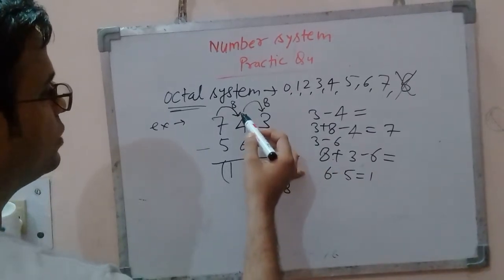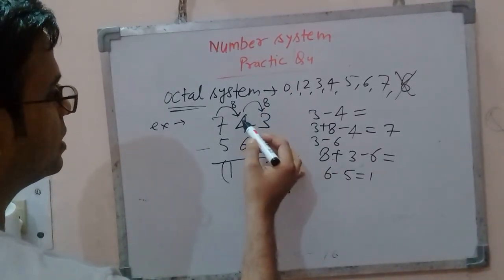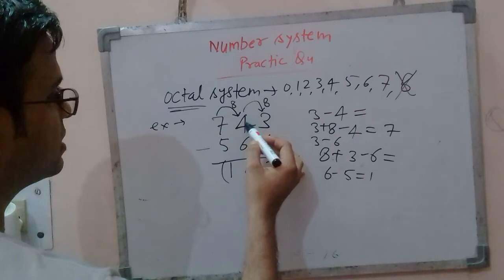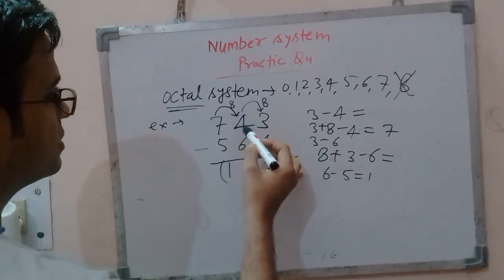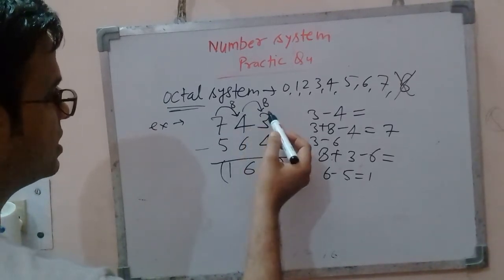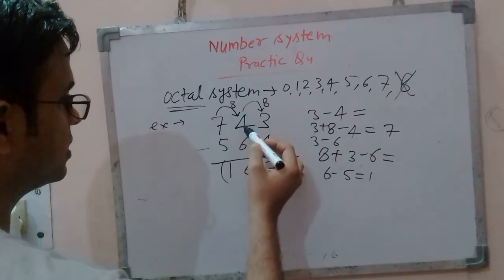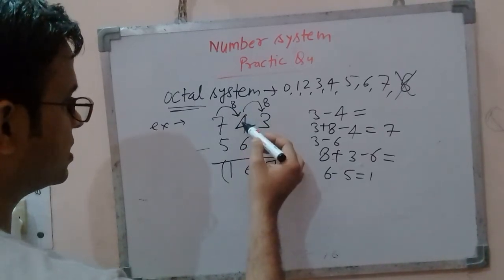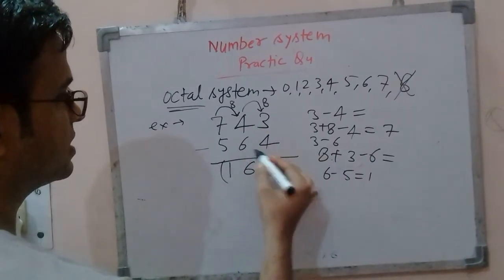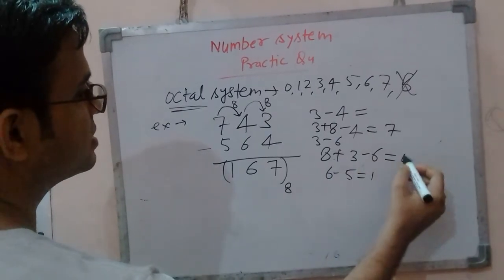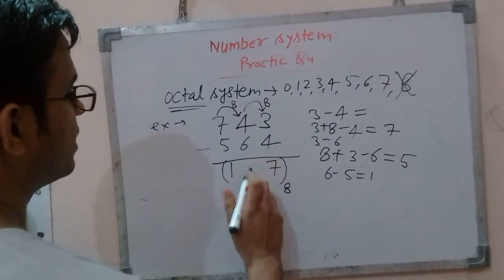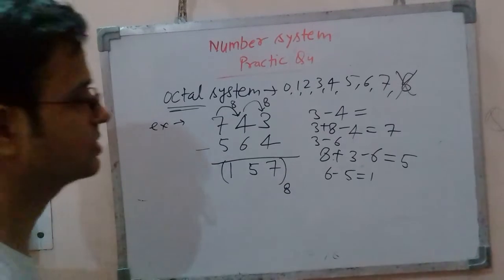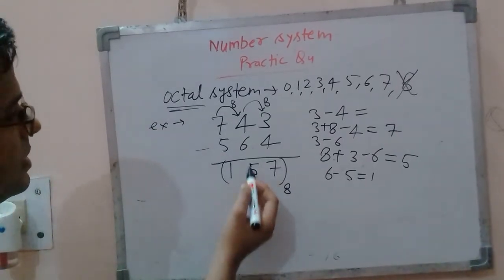See, when you take one borrow from here, 4 minus 1, that means this becomes 3 here. Instead of 4, this is 3 now, because one borrow has been taken from this 4. So add 8 plus 3 minus 6. 8 plus 3, 11 minus 6, this is 5. So this number is 5 here, right? Please make this correction.